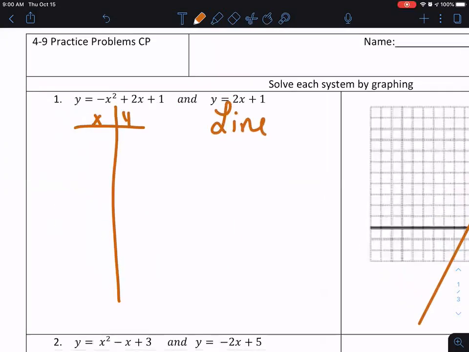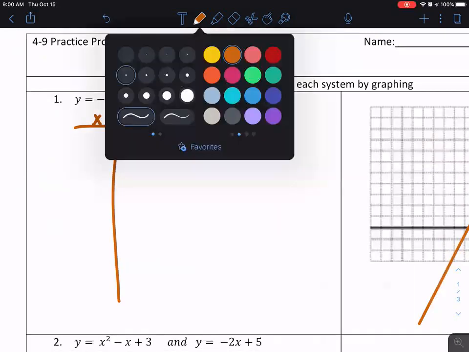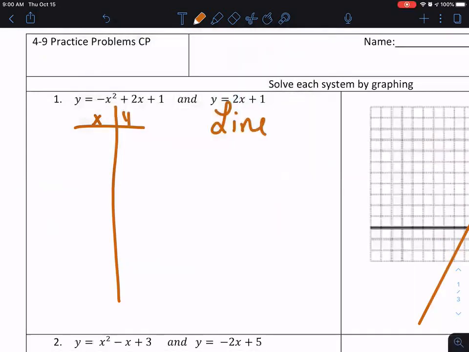We did this back in section 4.2. From section 4.2, we have to find the x value first. Which x value? It has a special name. It's in the middle. Vertex. We got to find the vertex. How do we find the vertex?